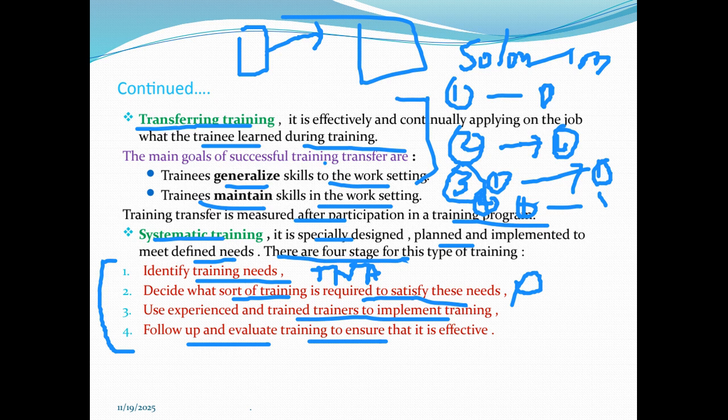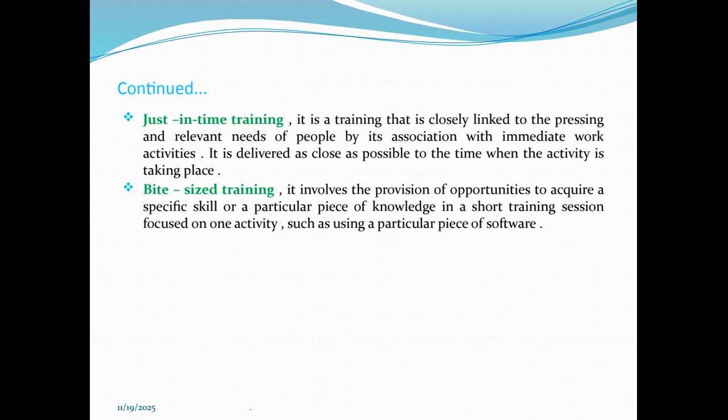There's one way of training that is called just-in-time training. It is training that is closely linked to the pressing and relevant needs of the people by its association with the immediate work activities. It is delivered as close as possible to the time when the activity is taking place. So the fresh people will have fresh understanding about this, and they can implement it right away. There can be different kinds of training that can be used as just-in-time training.